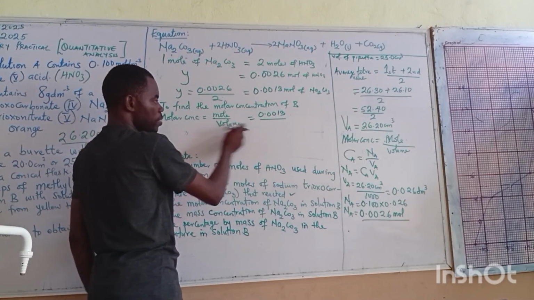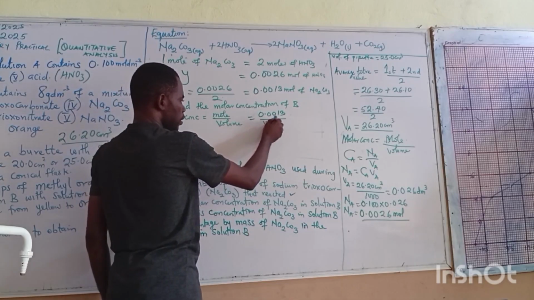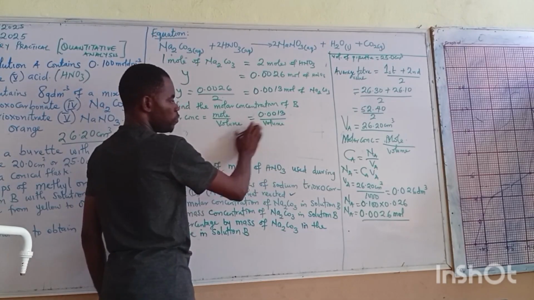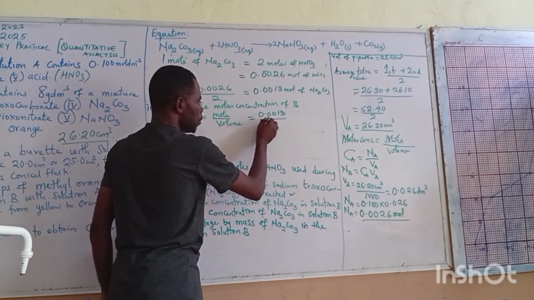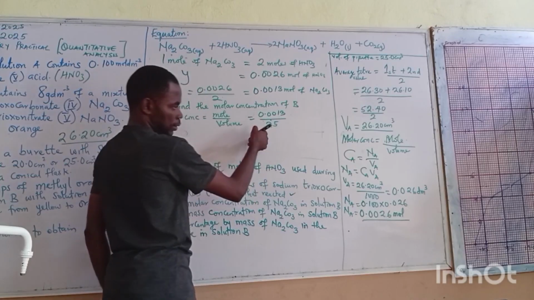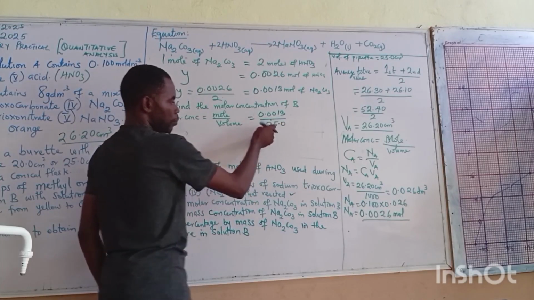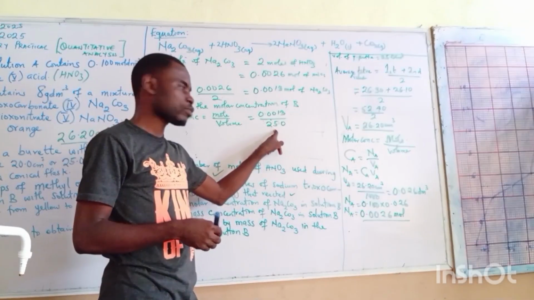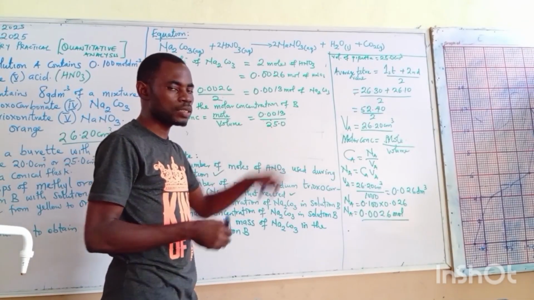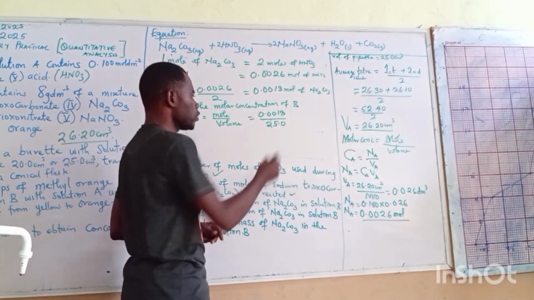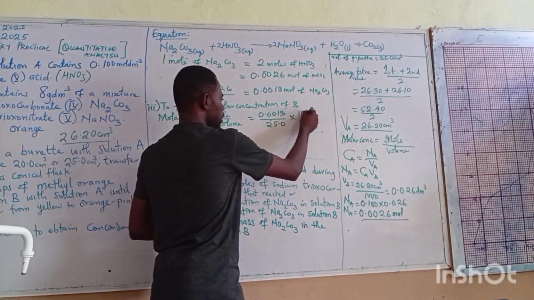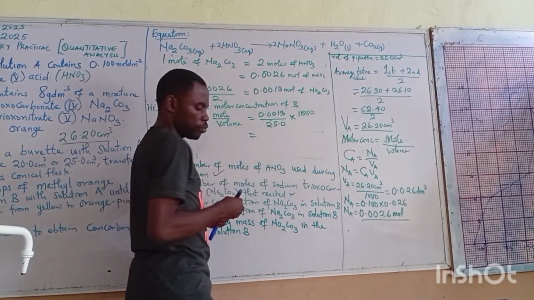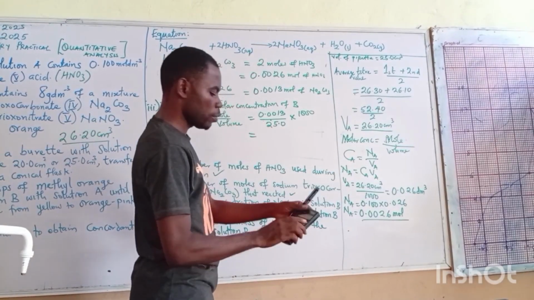Now, I'm looking at the volume of base. But what's my volume of base? 25, which I must convert to decimeter cube. To convert to decimeter cube, that is 25 divided by 1000. If I flip it over, the 1000 will come up. So I'm having something like this, and I will get my calculator for accuracy's sake.